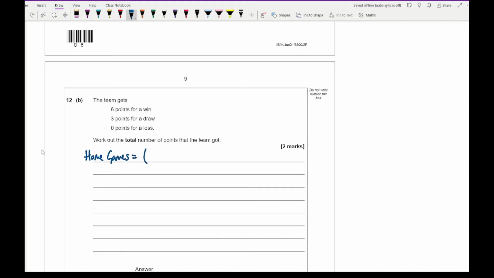And that's going to be, well, how many wins did they get? Well, that's going to be 7 times 6. And they got 5 draws. So that's going to be 5 times 3. So that's going to be 42 plus 15, which equals 57 points.